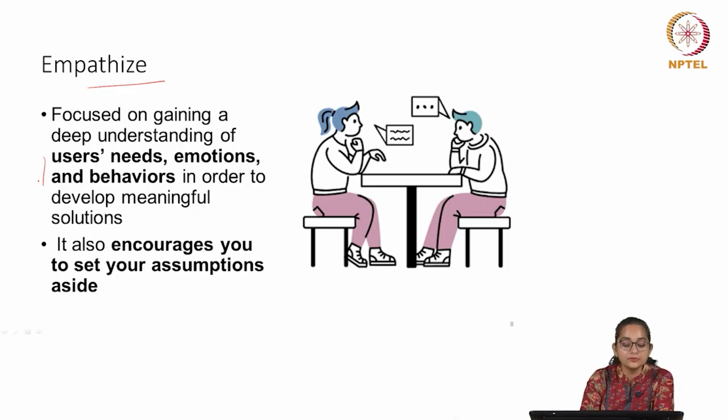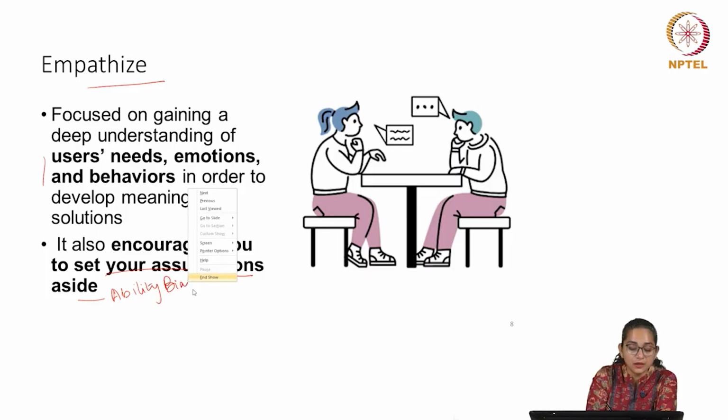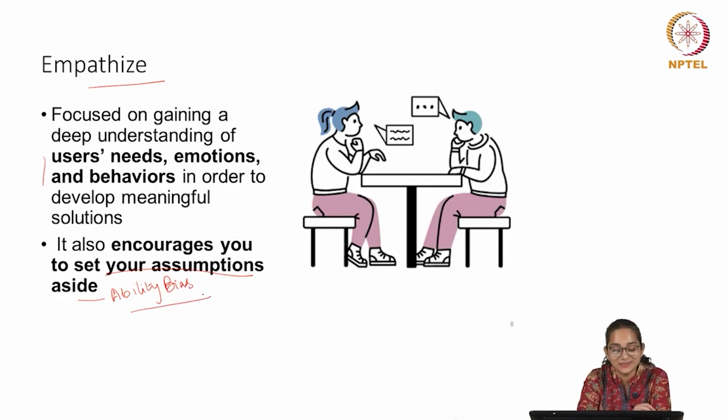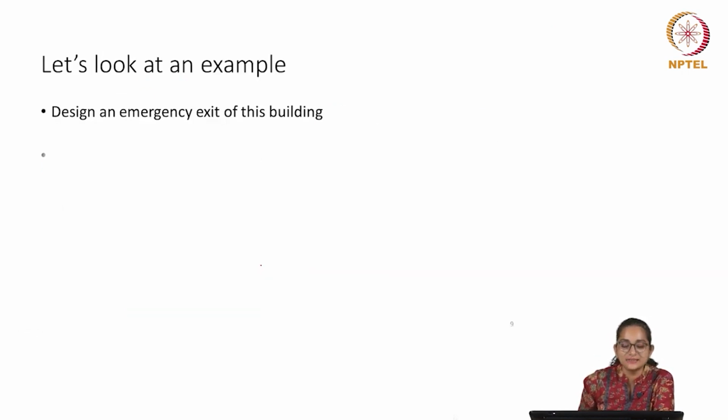This step also encourages you to set your assumptions aside. I think we have already discussed, and we will re-look at it, how we tend to fall into the ability bias, and how we can try to stay away from it. So, this is one of the examples which we have discussed in one of the previous sessions.